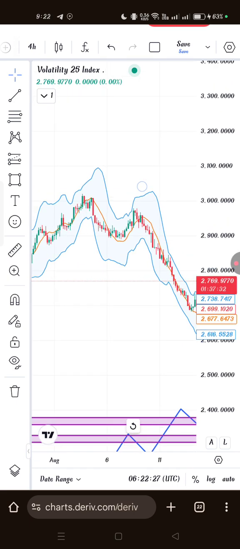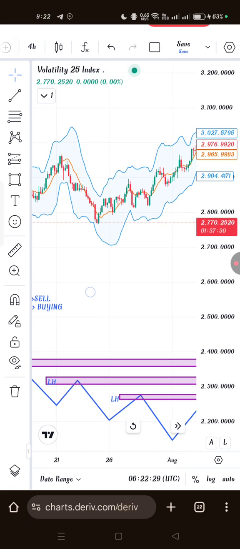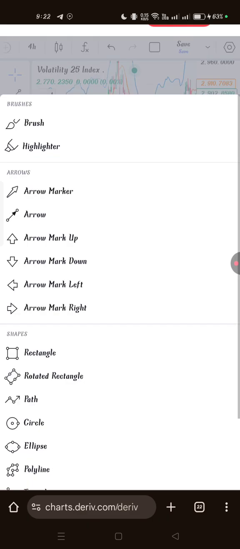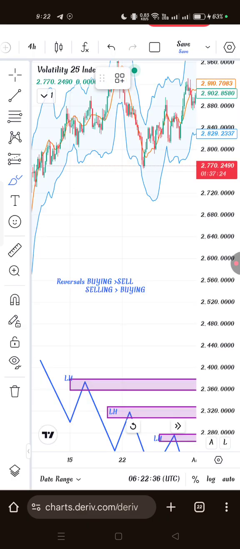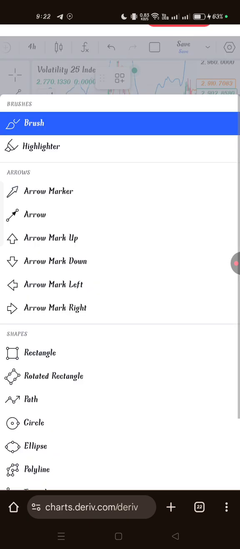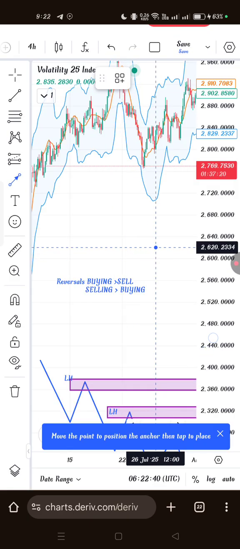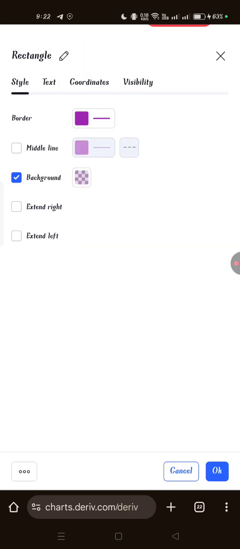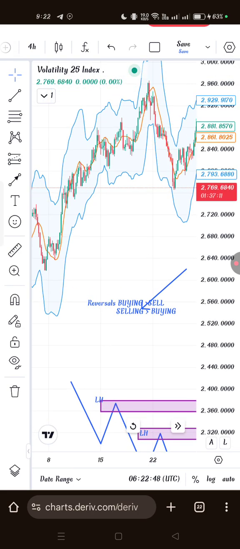Now we're going to look for buying entries. I've explained to you, if you want to buy, you must get the price when it's selling. So for you to buy, the price must be selling, according to the reversal strategy.